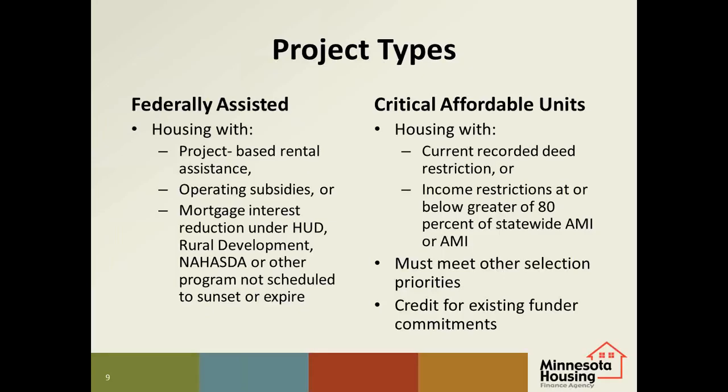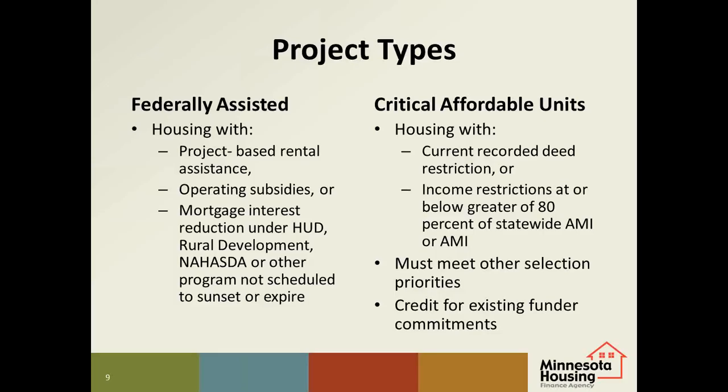The second category is critical affordable units, which are defined as any housing with a current recorded deed restriction or income restriction at or below the greater of 80% of statewide area median income or area median income. This includes existing tax credit units, developments with federal assistance that are not included under federally assisted, and other programs with restrictions limiting income and rents.